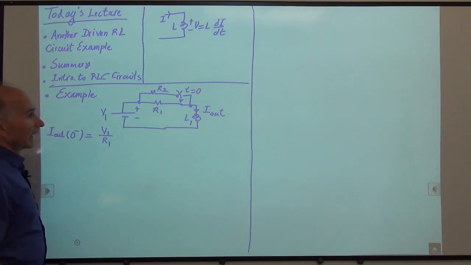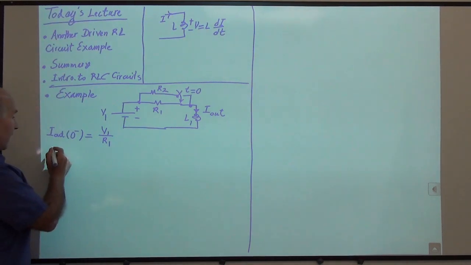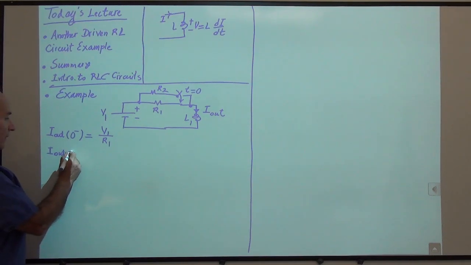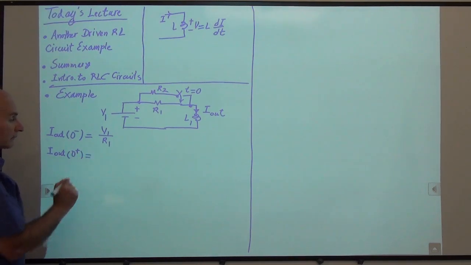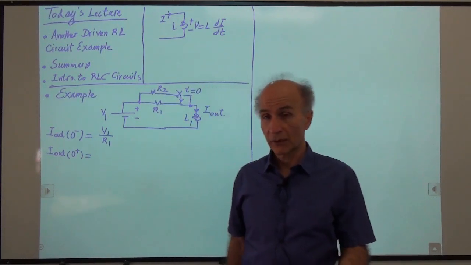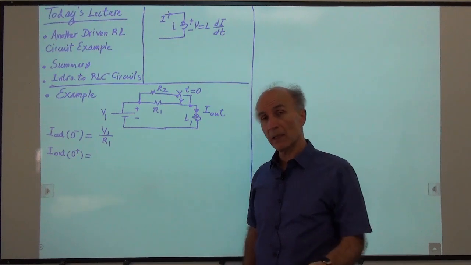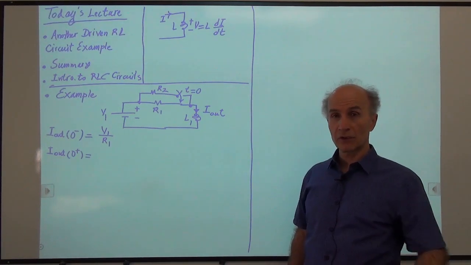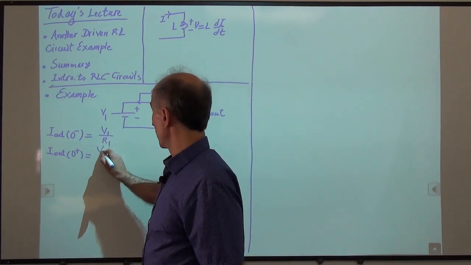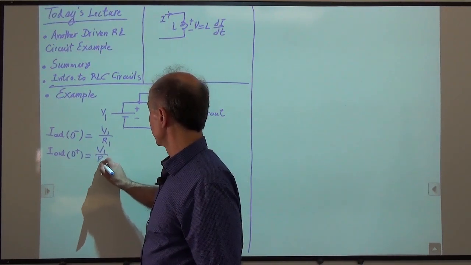Okay, now, what can I say about I out at time 0 plus? It's the same thing. The current through the inductor cannot change in 0 time because we don't have any infinite voltage available anywhere. So that also has to be the same. So it's V1 over R1.